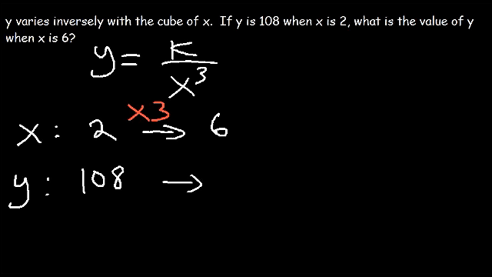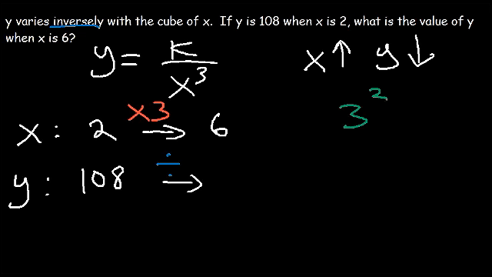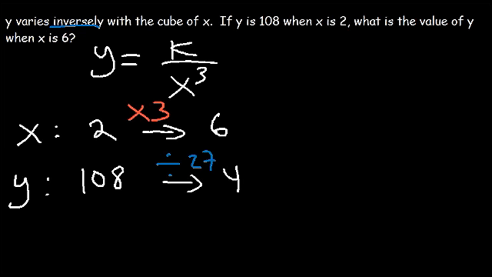So for an inverse variation problem, we know that as x goes up, y is going to go down. So we need to divide 108 by some number. But what number should we divide it by? So what is 3 to the third power? Because we have the cube of x. 3 to the third is 3 times 3 times 3, which is 27. So that means we need to divide 108 by 27. It turns out 108 divided by 27 is 4. So let's see if we can calculate the same answer algebraically.